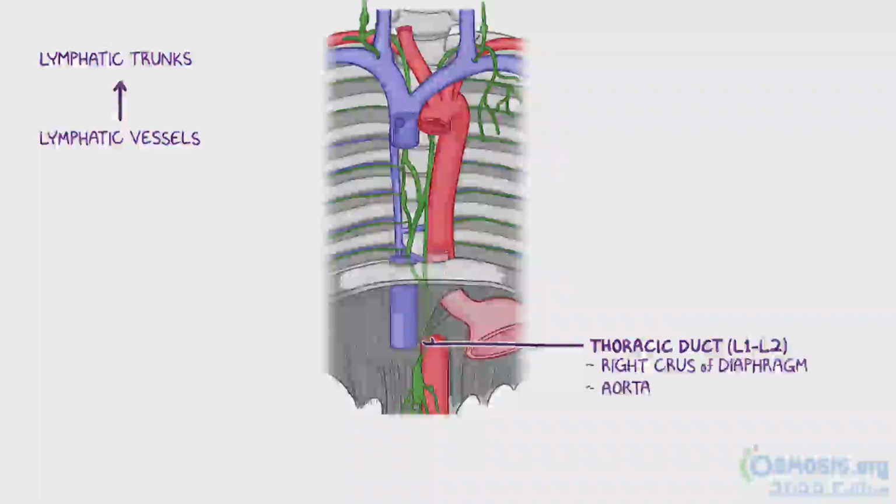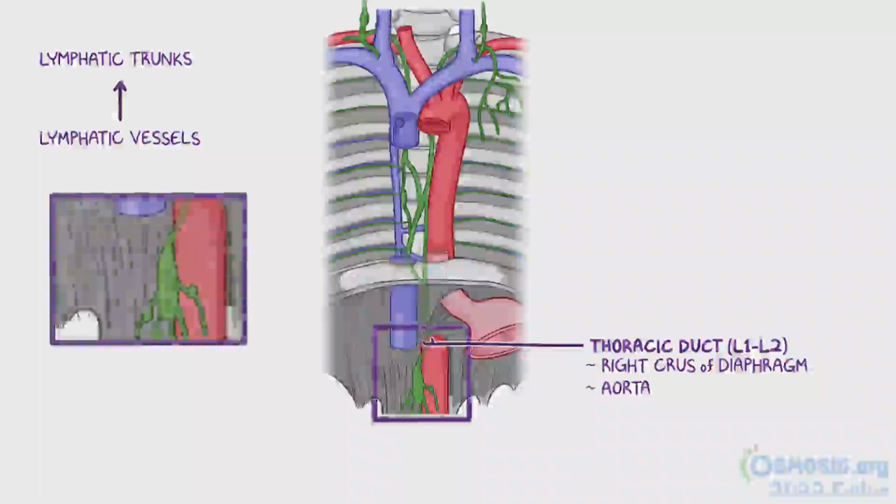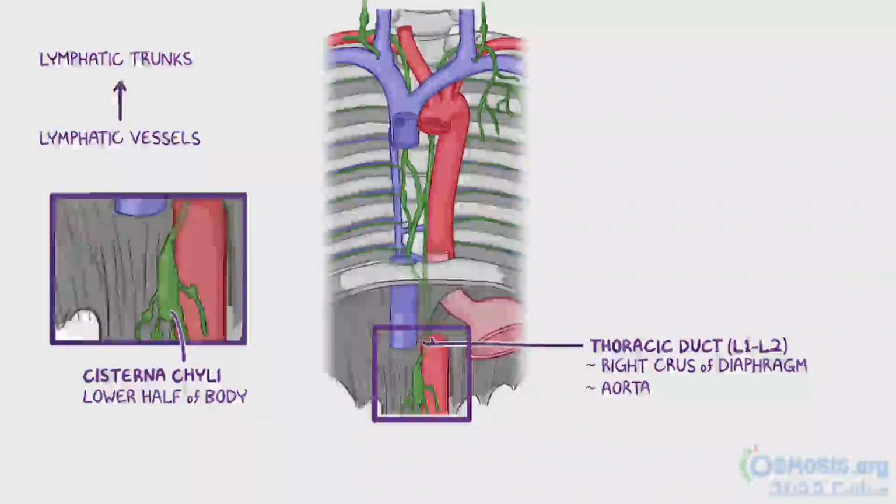Sometimes where the thoracic duct begins can look like a thin-walled dilated sac called the cisterna chyli, which varies in size and shape. The lymph from the lower half of the body drains into the cisterna chyli, where all the main lymphatic trunks converge together.